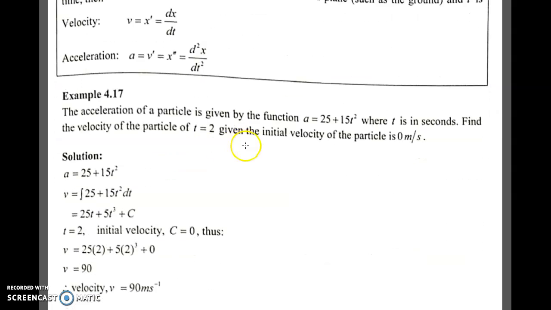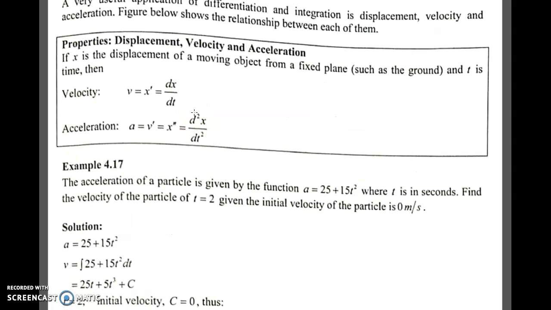The acceleration of a particle is given by the function 25 plus 15t squared, where t is in seconds. Find the velocity of the particle at t equal to 2, meaning they want us to find the velocity of that particle when the time is 2 seconds, given that the initial velocity of the particle is 0 meter per second.